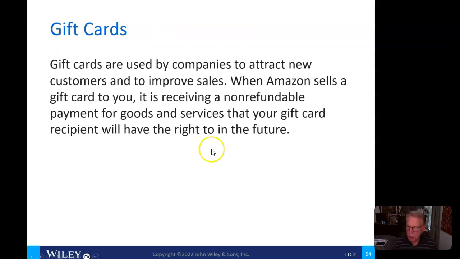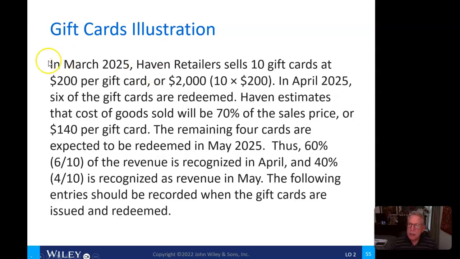Gift cards. These little beauties are used by companies to attract new customers and improve sales. When Amazon sells you a gift card, it is receiving a non-refundable payment for goods and services that your gift card recipient will have the right to in the future. So here in March 2025, Haven Retailers sells 10 gift cards at $200 per gift card, or $2,000, 10 times 200.